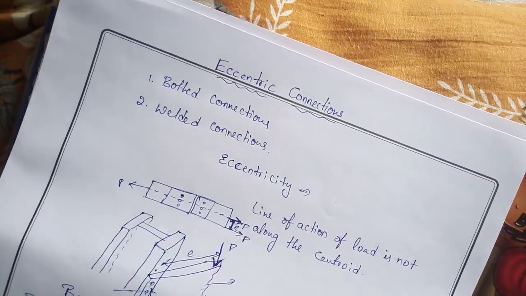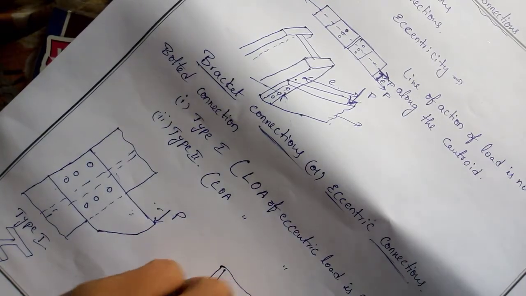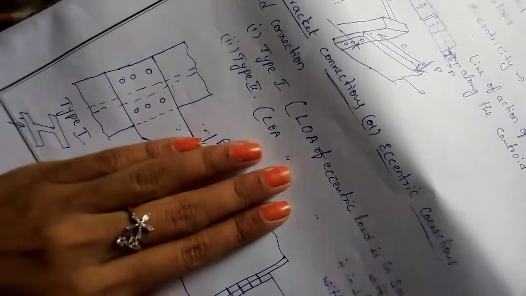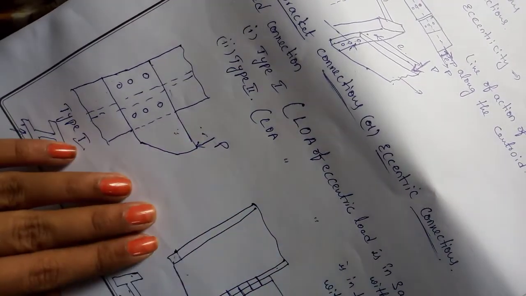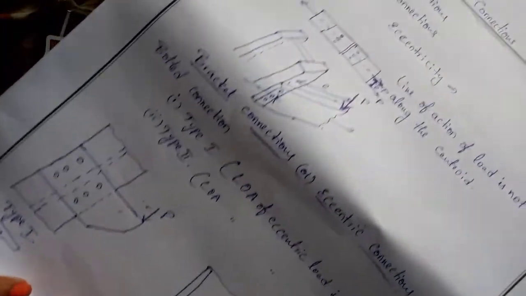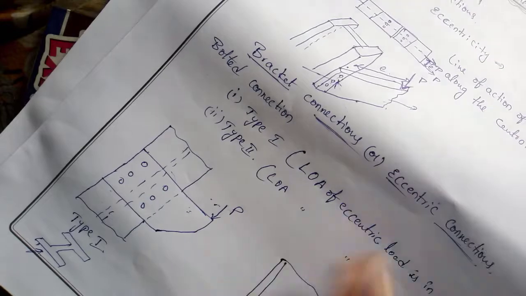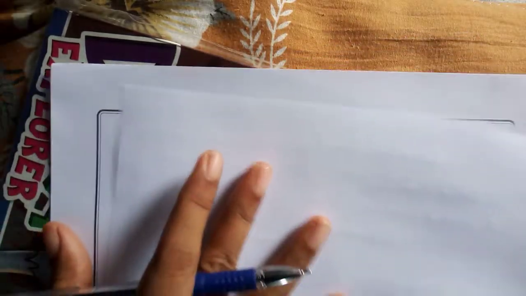Bracket connections are of two types. One is where the eccentric load is in the same plane with the bolt group, and the second one is where the line of action of the eccentric load is in the perpendicular plane with the bolt group. So now we'll see how to solve these two types of problems one by one. So first, going with type 1.